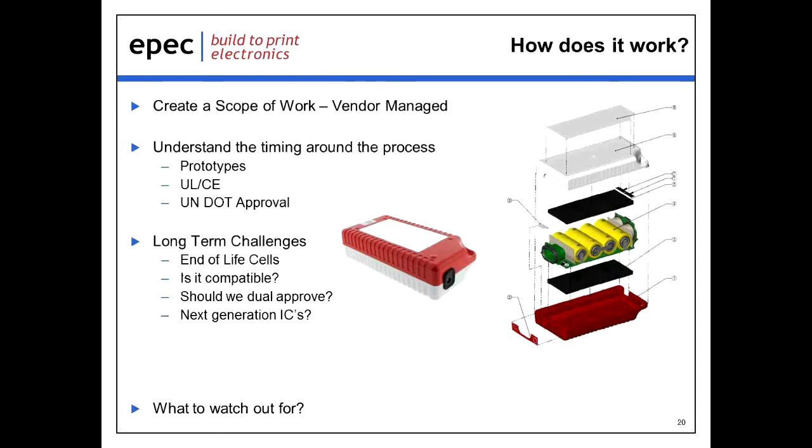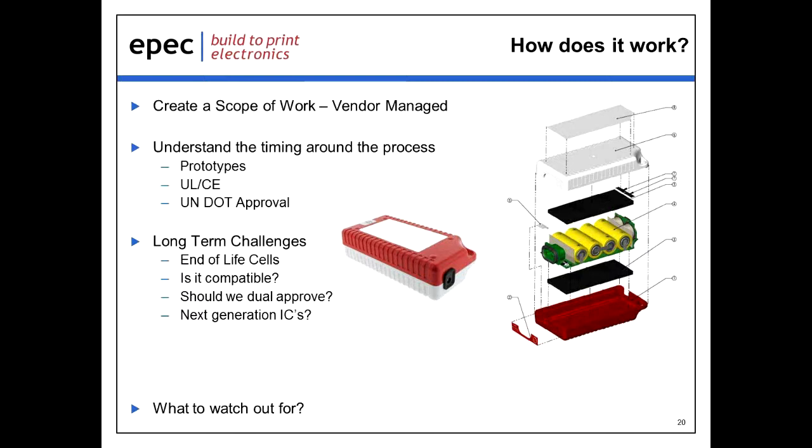Well, first of all, a scope of work is created. Now, that's obvious when you're looking at a new project, but in a project like this, you should expect your vendor to really manage the process of helping you to create the scope of work. It's really understanding precisely what you need and what functionality you need, so that the scope of work is best put together by a vendor who really knows and understands the battery technologies. And then I start understanding the timing around the process.